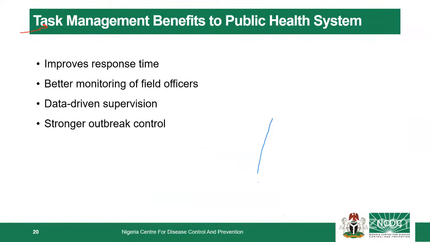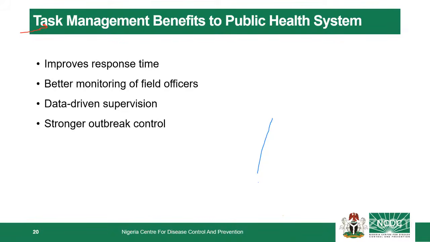Now, the task module's benefits to the public health system: improved response time, better monitoring of field officers, data-driven supervision, and strong outbreak control. Response time is one of the benefits of this module, because you can carry out activities within your environment without your subordinates being aware. And if you send a task, you can actually call the person.